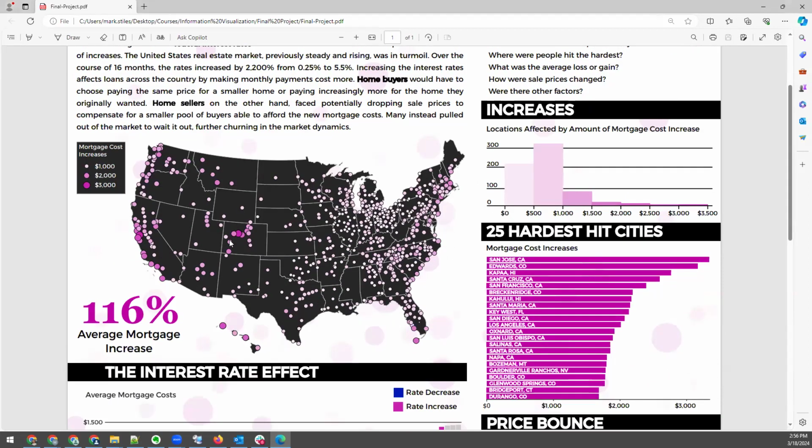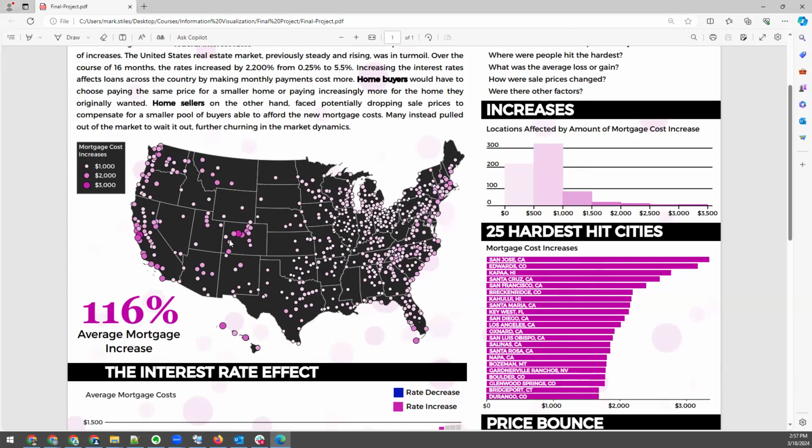This first graphic here is the map of the United States, and it's showing the mortgage costs and the locations where the mortgage costs were raised the most. Purple is the highest, and you can see that all along the West Coast, California really got hit the hardest. Colorado next, Florida, Miami, and Hawaii, and even some in Massachusetts and Connecticut. The cost of the average mortgage was increased by 116%. So that's more than double.